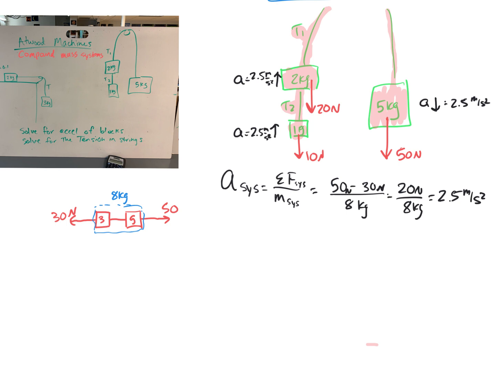It doesn't really matter where I start. I just need to pick an object that has that rope attached to it. So I'm going to pick this 1 kilogram object because it has tension 2 attached to it, and that's going to help me solve for tension 2. So let's draw the free body diagram for the 1 kilogram object.